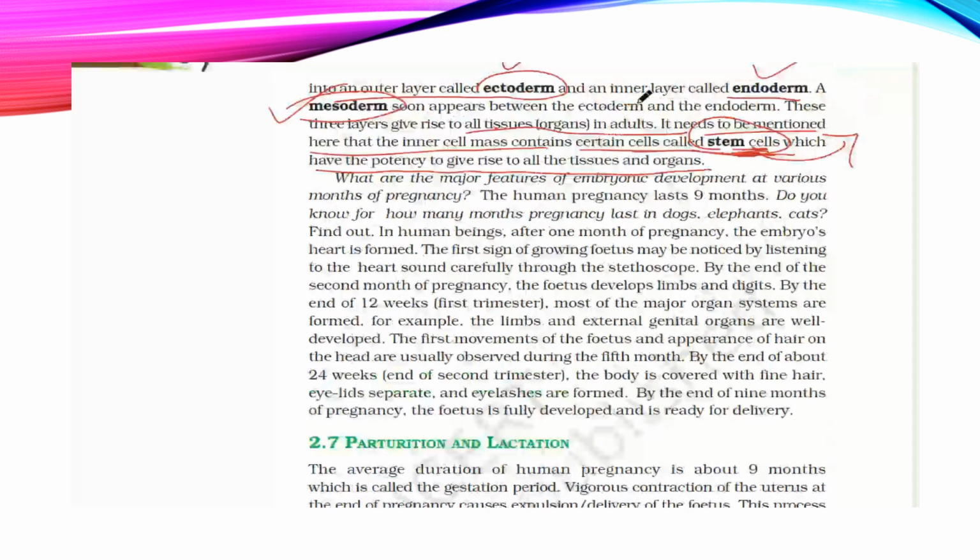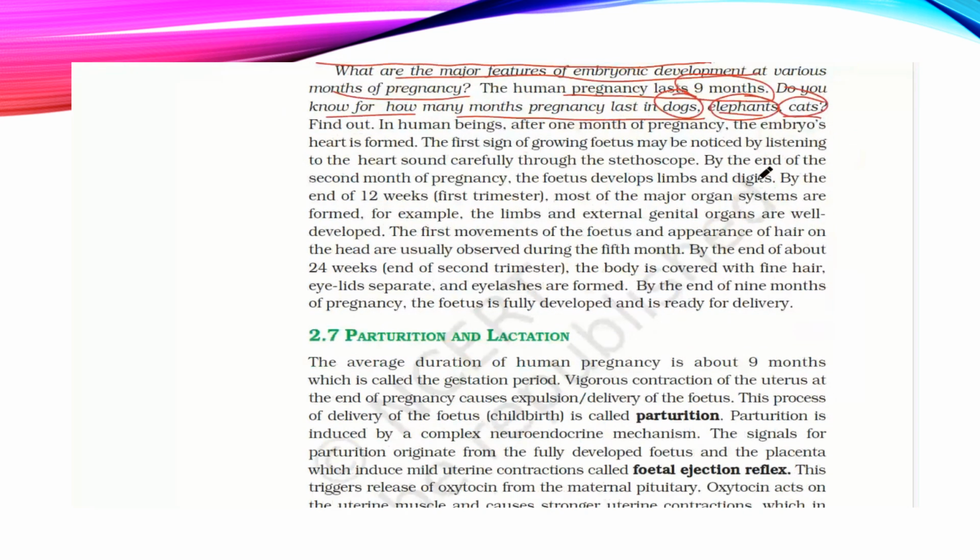So ectoderm, endoderm and mesoderm are the 3 layers which are responsible for the development of the tissue organs. So what are the major features of embryonic development at various months of pregnancy? The human pregnancy lasts for 9 months. Now, do you know how many months pregnancy lasts in dogs, elephants and cats? So this is your homework. You should find out how many months pregnancy lasts in dogs, in elephants and in cats.